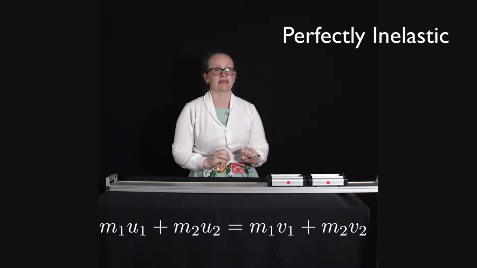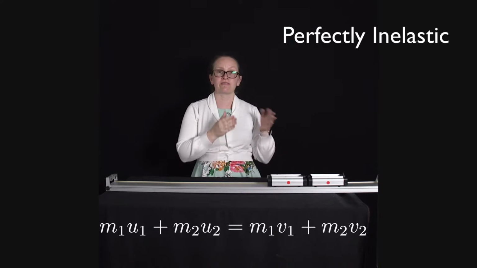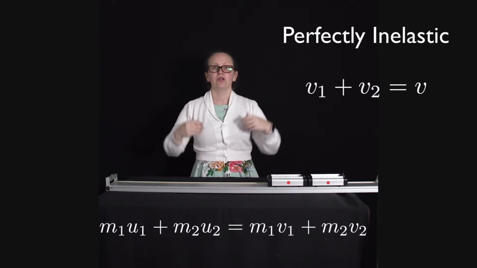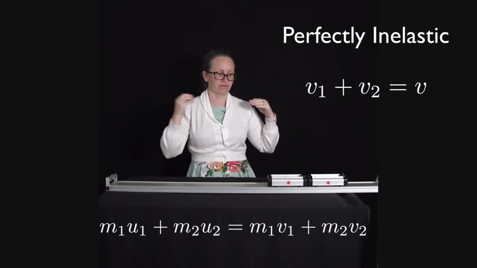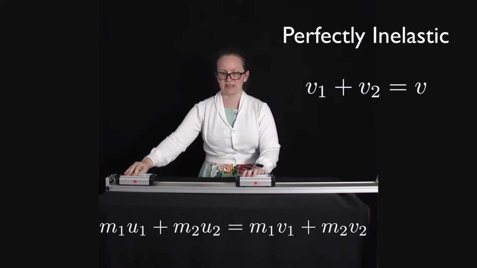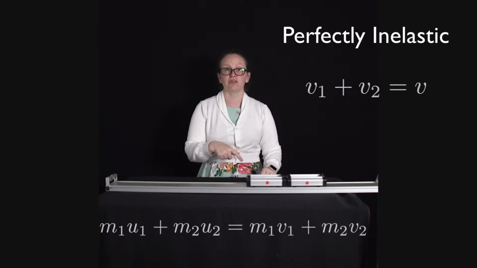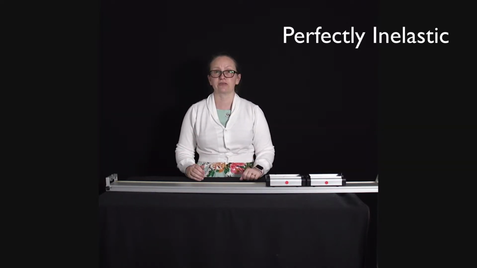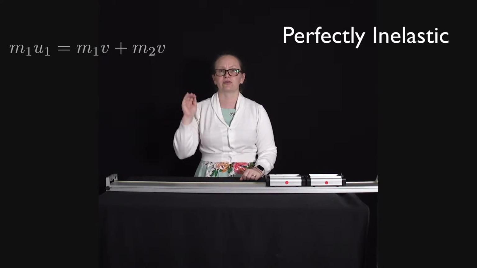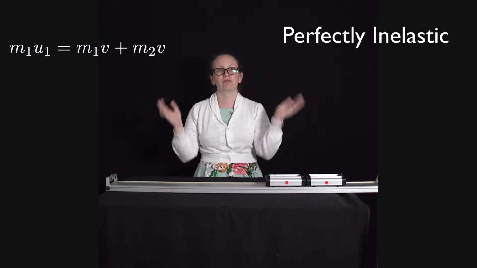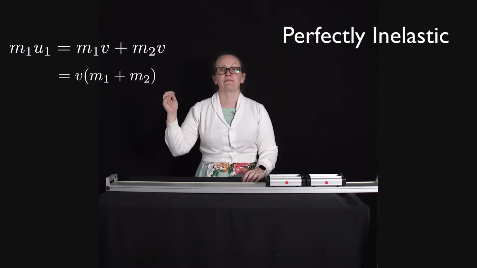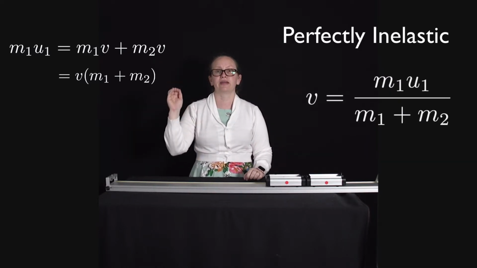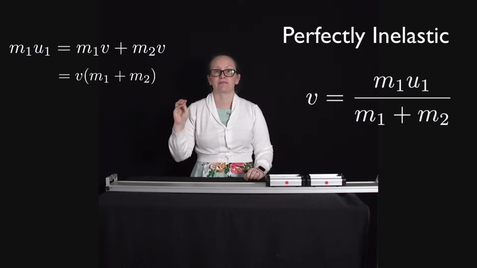In this perfectly inelastic collision, after the collision, the two bodies have the same speed. So we can say v1 is equal to v2 is equal to v. We can derive an expression for v for the case where initially one of the bodies is moving and the other is stationary. We'll let body 2 be the stationary body, so u2 is equal to 0. In this case we have m1u1 is equal to m1v plus m2v. We can pull v out as a common factor, so this is equal to m1 plus m2 all times v. So our final velocity v is equal to m1u1 divided by m1 plus m2.